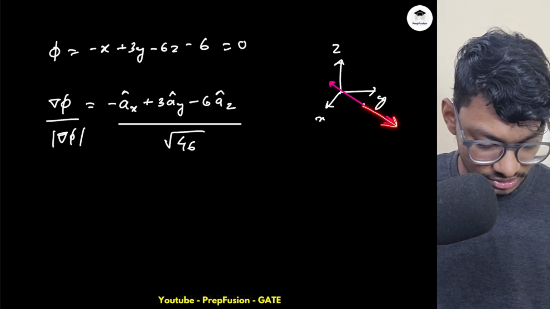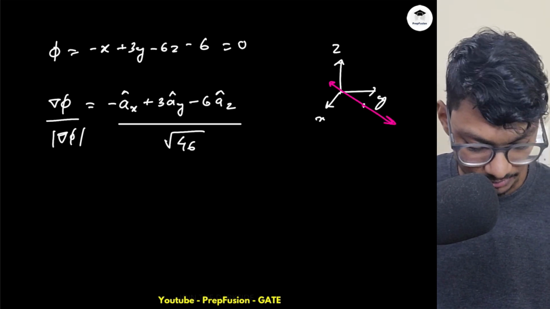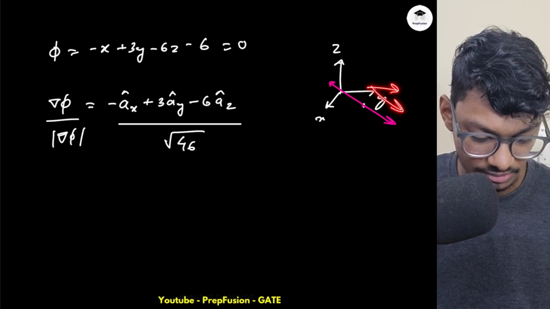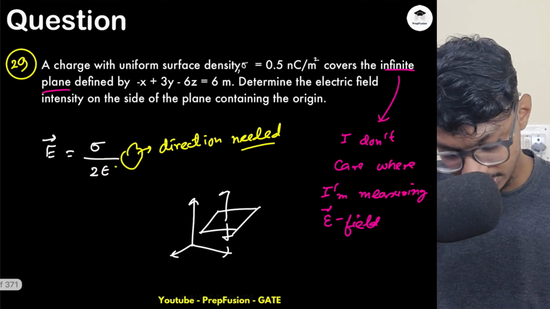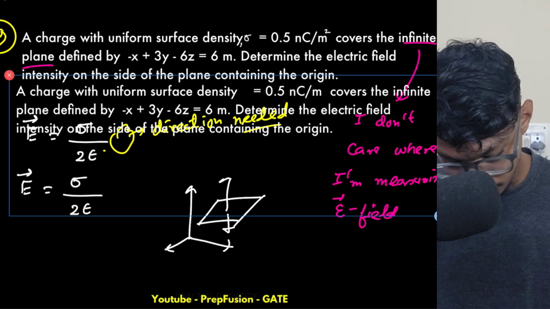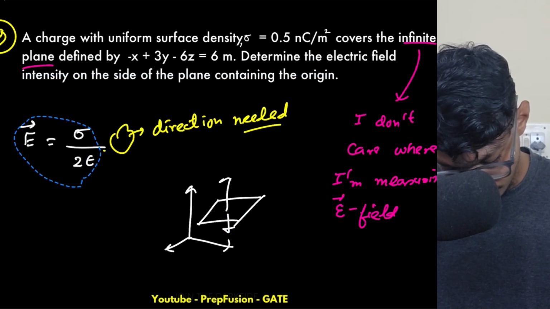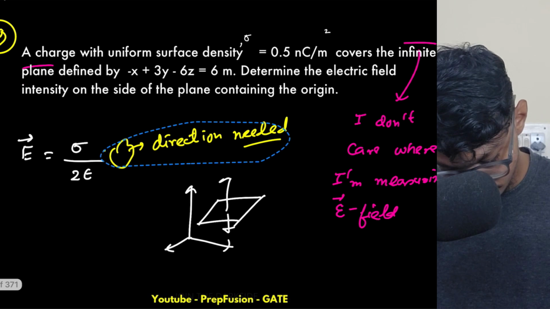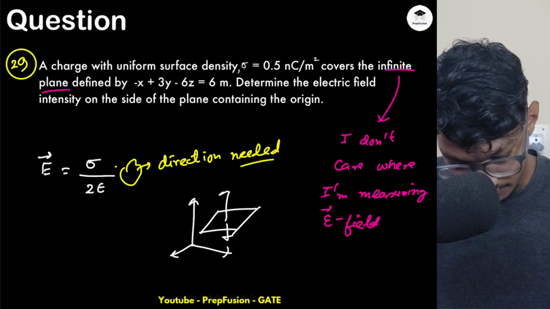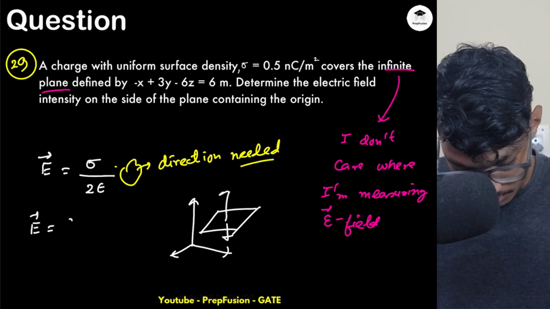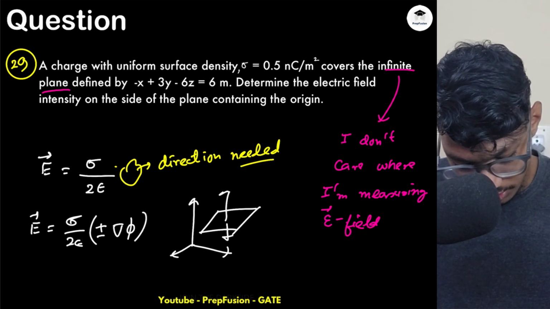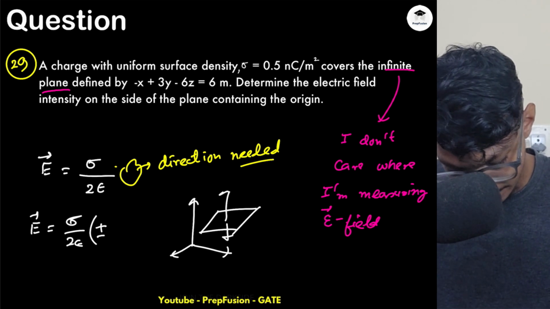So actually this gives me the direction of this point, but I don't want this one because this is the minus az and minus ax, right? So somewhere here I will get the direction, but I want it on the origin side, so I will get the opposite direction. What will be the electric field direction? The direction of electric field, sigma upon 2 epsilon, will be plus minus del phi over its magnitude, an cap, right? Plus minus an cap.